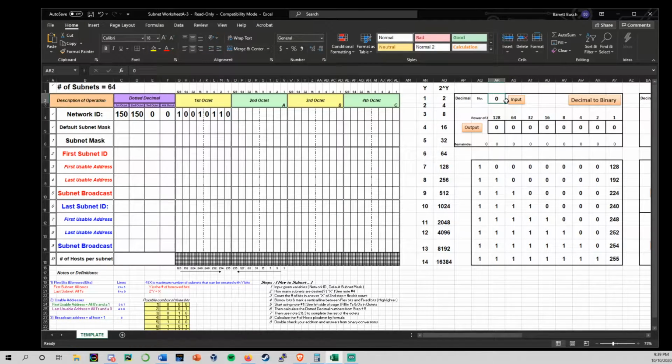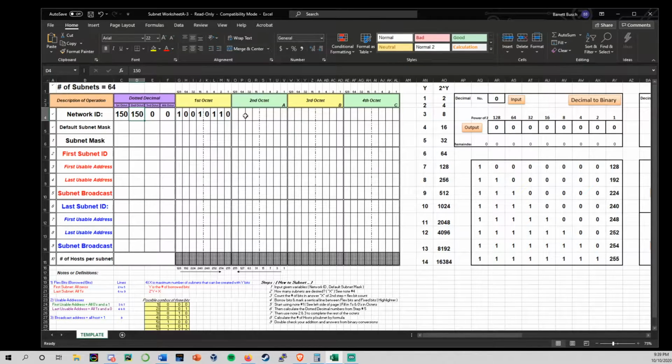And we could even double check our work over here. Type in 150, 10010110. And that's the same over there. So that's how you manually convert decimal to binary.